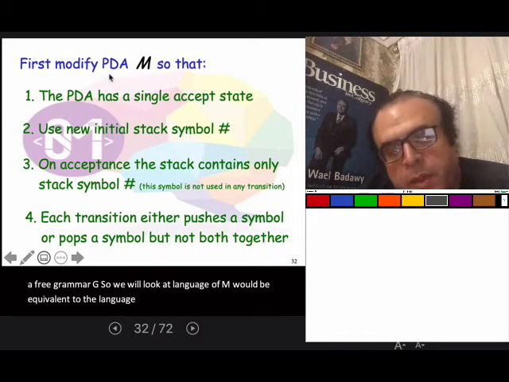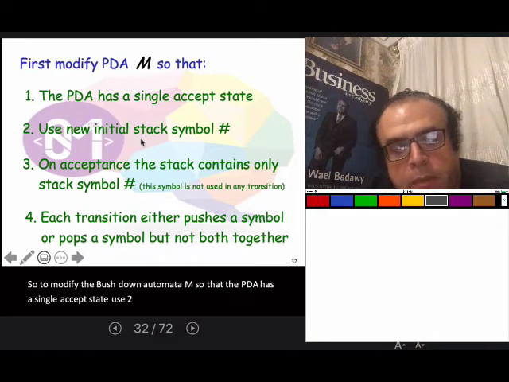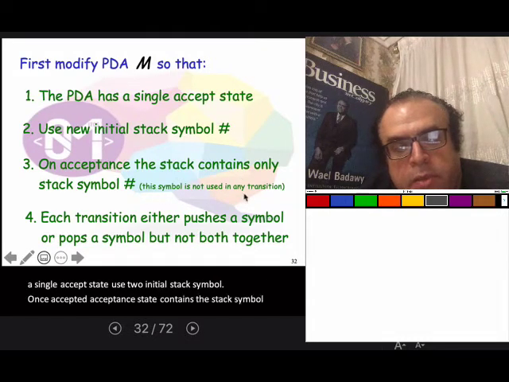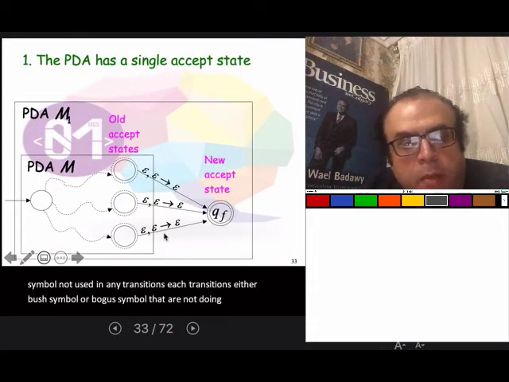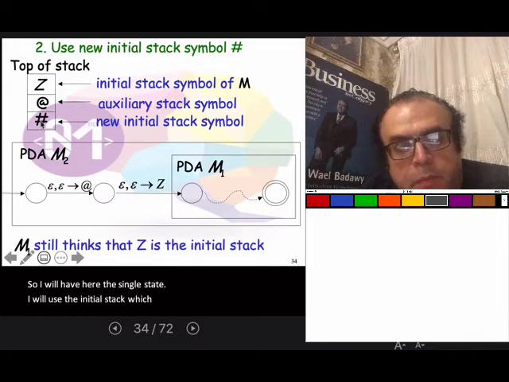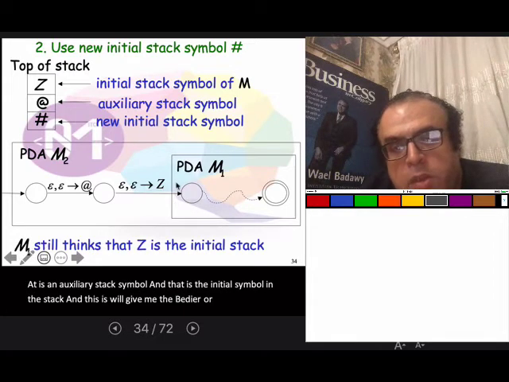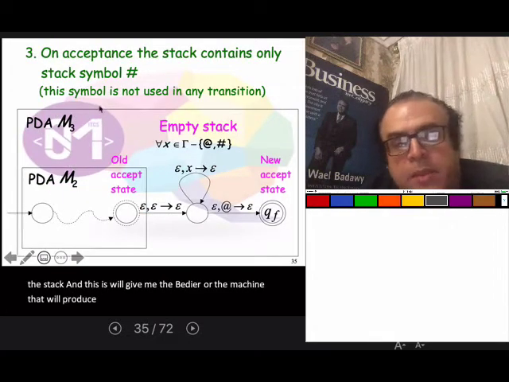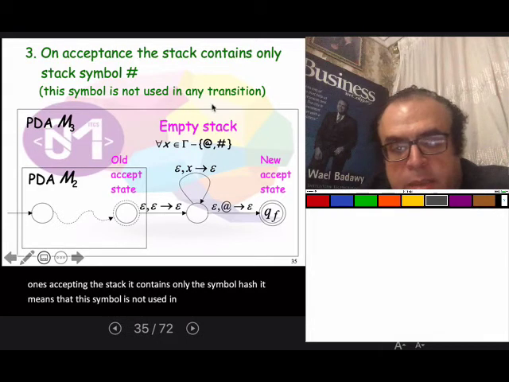So to modify the pushdown automata M so that the PDA has a single accept state, use 2 initial stack symbols. Once accepting, the stack contains the stack symbol, the symbol not used in any transitions. Each transition is either push a symbol or pop a symbol, not doing both. So I will have here the single state. I will use the initial stack symbol, which will be the hyphen. Hash is an auxiliary stack symbol, and Z is the initial symbol in the stack. And this will give me the PDA, or the machine that will generate the sequence of the stack. Once accepting, the stack contains only the symbol hash. It means that this symbol is not used in any transition, which means that this is the acceptance symbol.